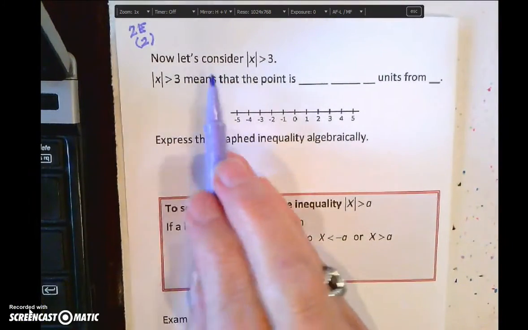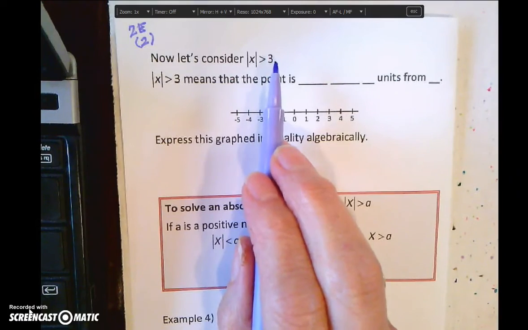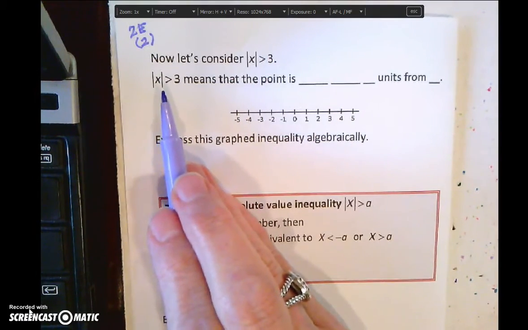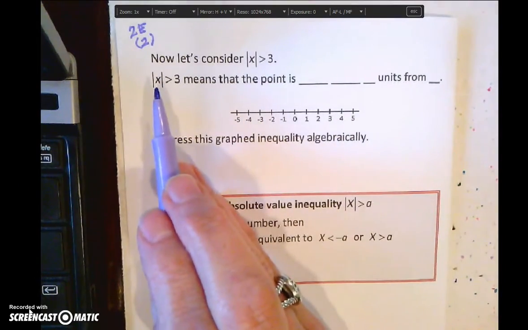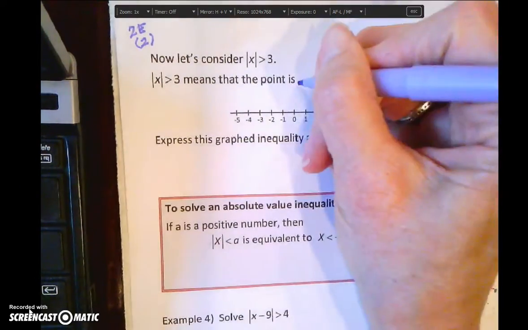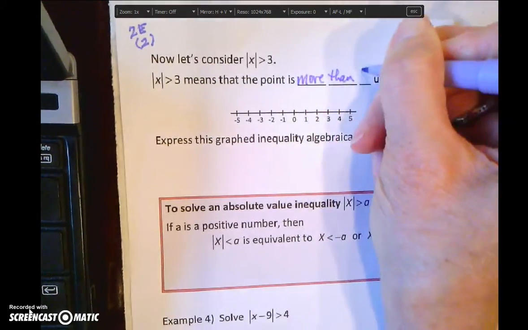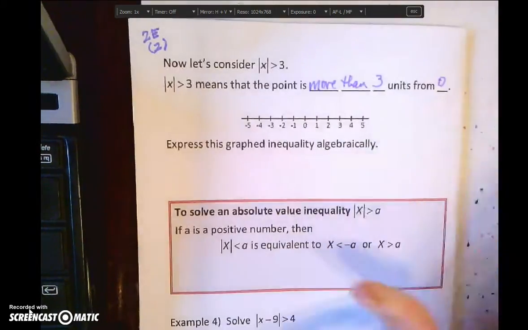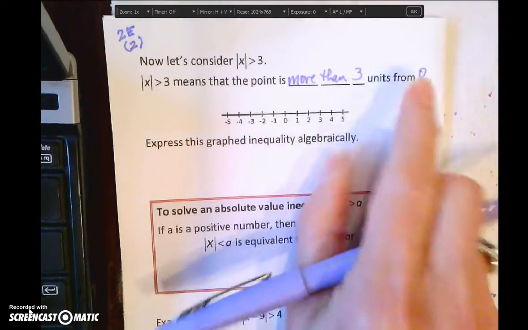So how about absolute value of x is greater than 3? What does that mean? That means that the point x that we're talking about is more than 3 units from 0 on a number line. So if we have greater than, we know that it's more than 3 units.